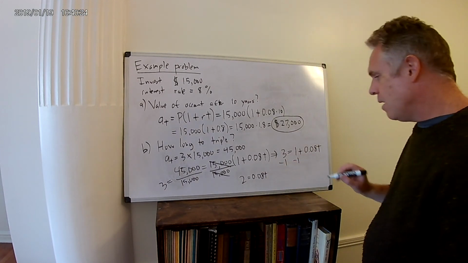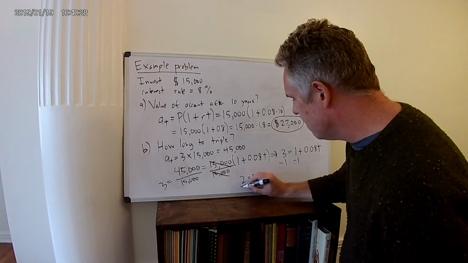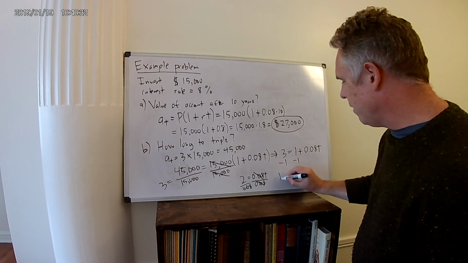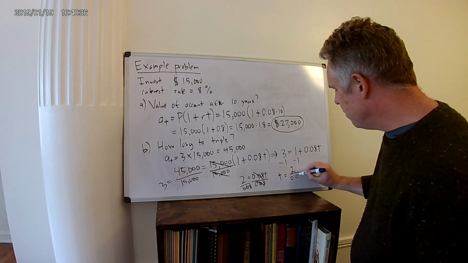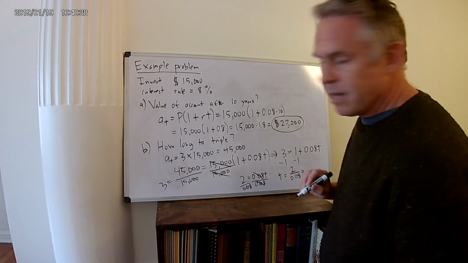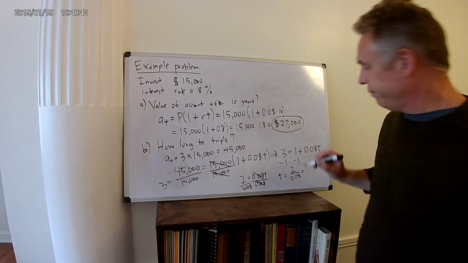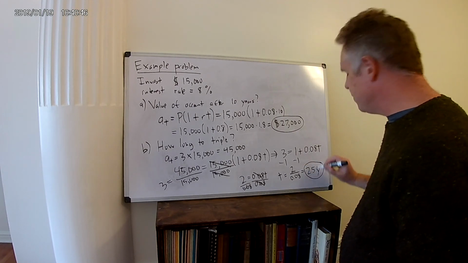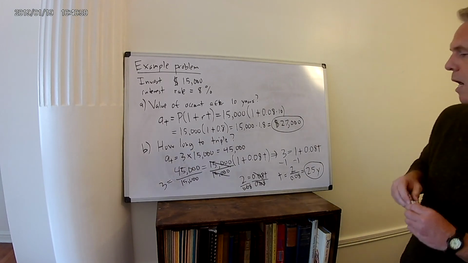Okay? The final step is I divide both sides by 0.08. These cancel out, and I'm left with t equals 2 divided by 0.08. If I plug this in my calculator, I get 25 years. So it takes this simple interest investment 25 years to triple in value.